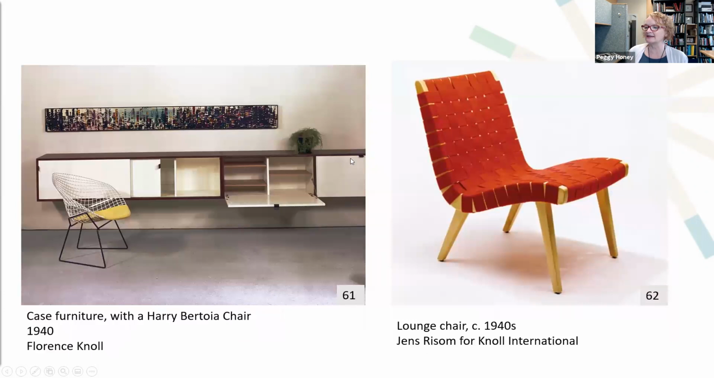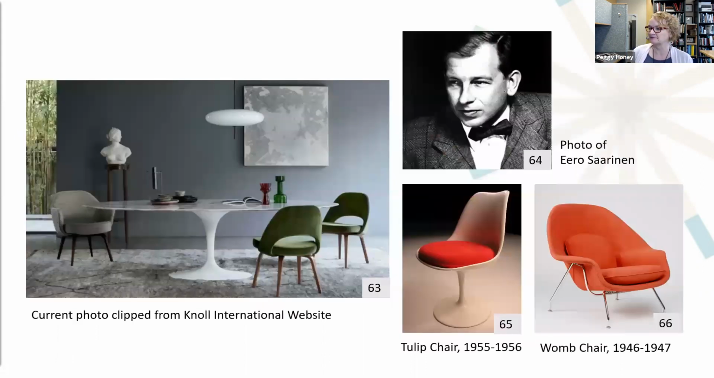Here is a case piece designed by Florence Knoll. Now, Florence Knoll didn't consider herself really to be a designer. She had all of these other designers who designed beautiful furniture. She would design the pieces in between, the other things that you needed to fill out a room. So here you see this wall-mounted case piece. She also brought in some of the Scandinavian designers, whom we didn't have time to talk about, but they were really influential as well.